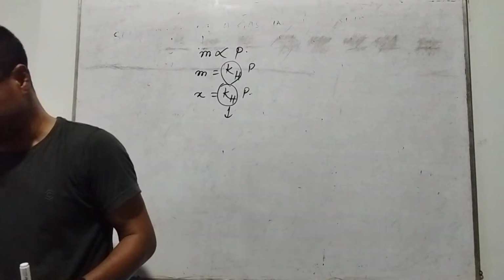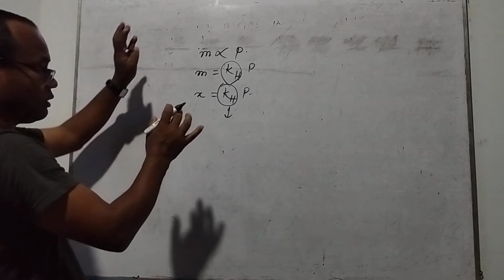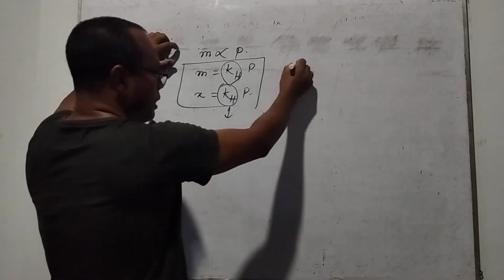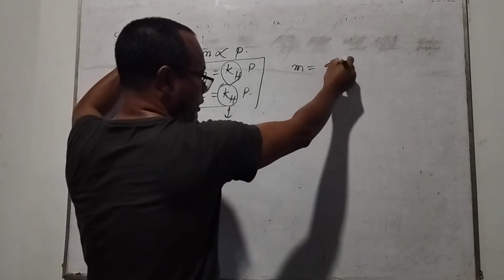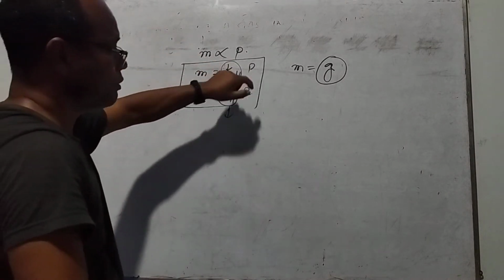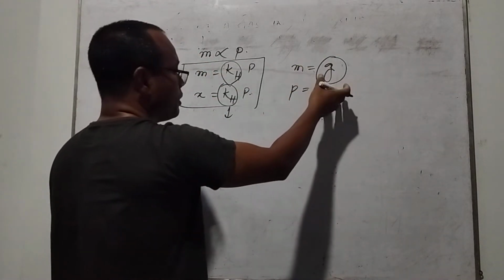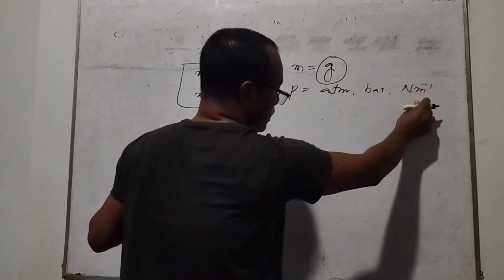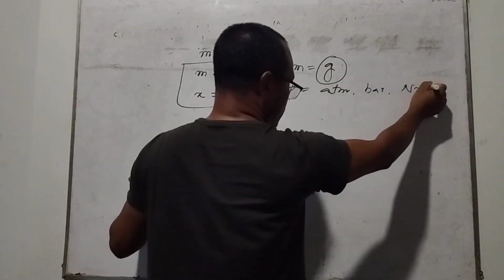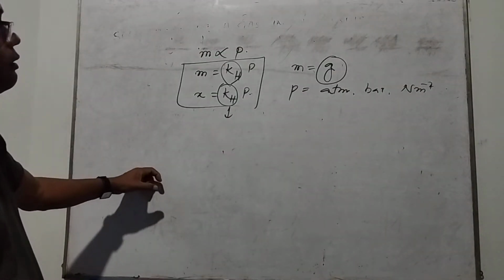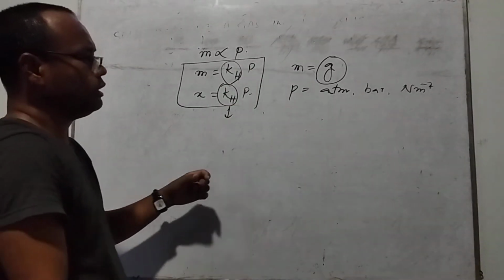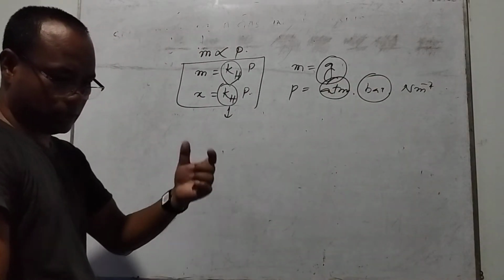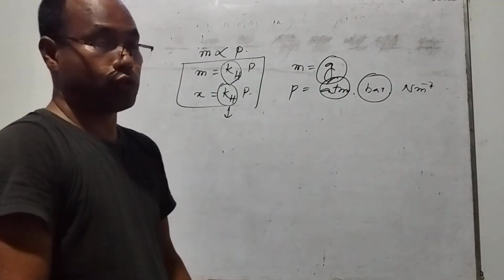Don't forget. Now here, let us understand what the unit of the mass is. When we consider this mass, obviously it should be gram, right? Then what about the pressure? This pressure may be atmosphere, bar, Newton per meter squared, or millimeter of mercury. The most common units are atmosphere and bar. These are the very common units of our pressure, right?